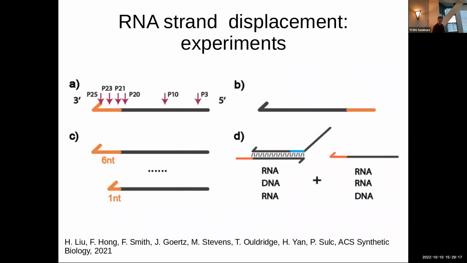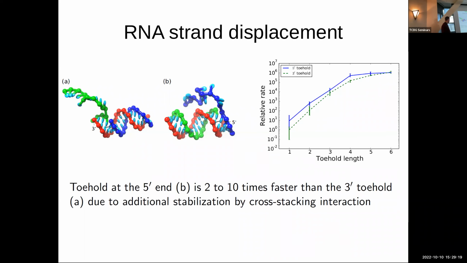So your rate here is really coming directly out of the simulation. Yes, so this is just relative rate. I set the rate of the whole length 1 to be 1. But you use forward flux sampling, it's not brute force, right? I think that's the question.